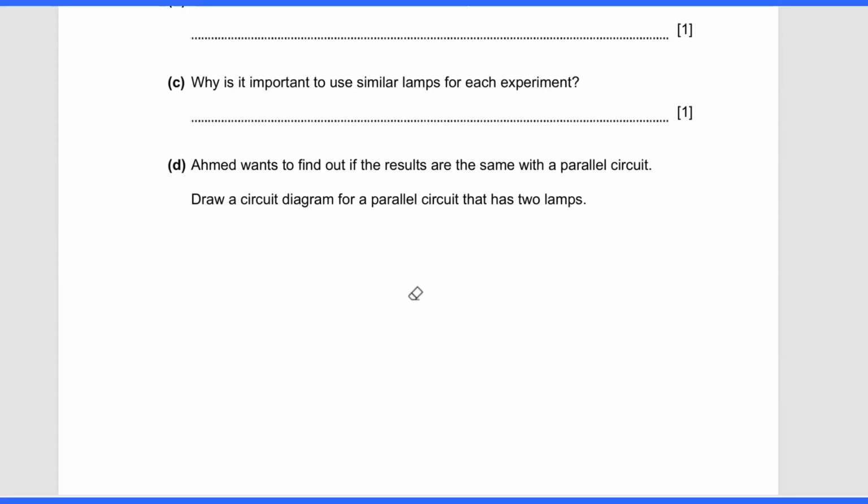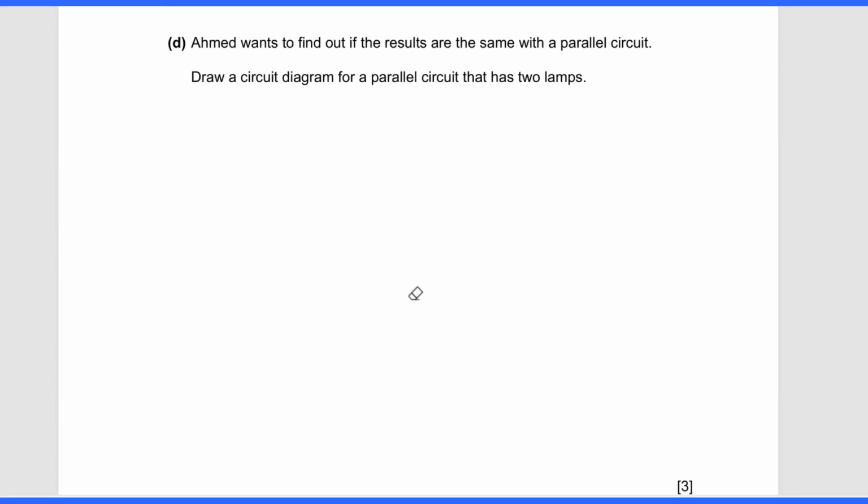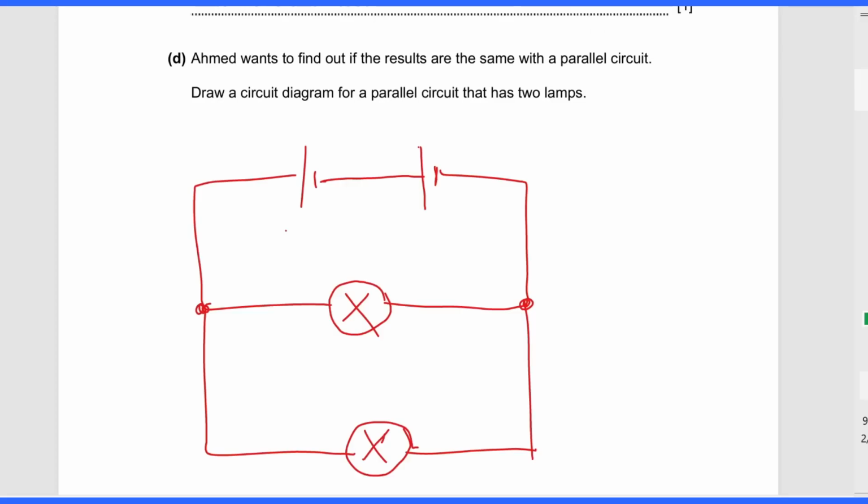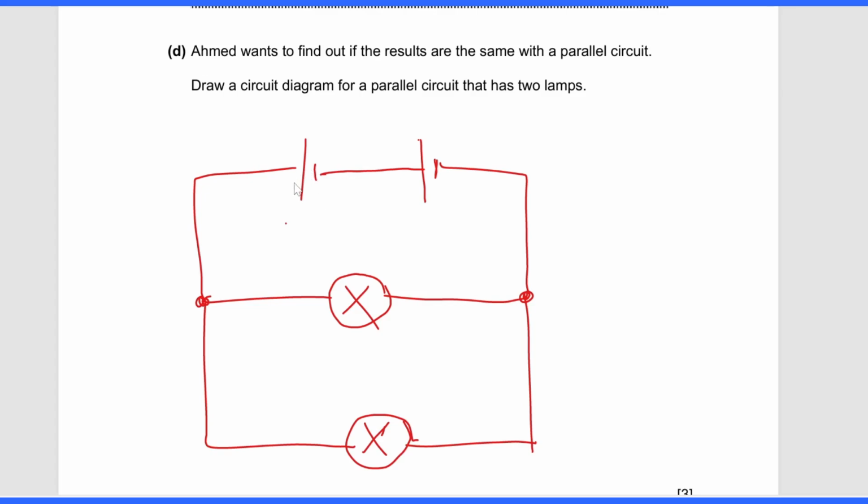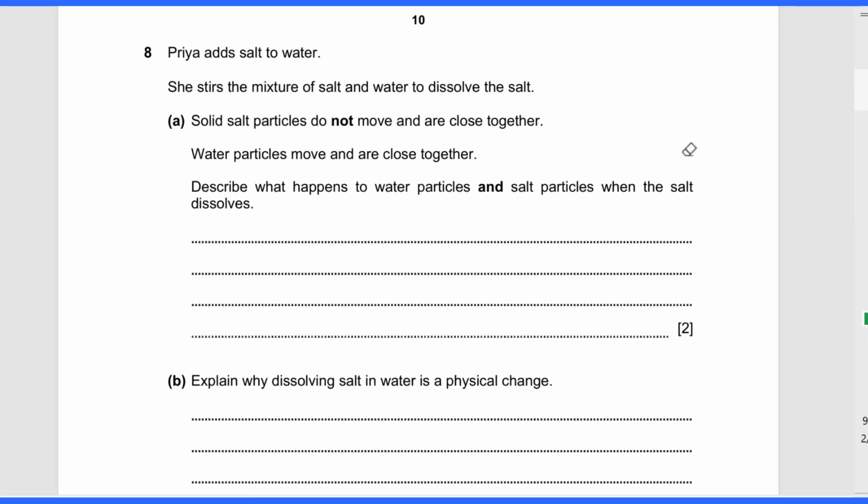So now we have to draw parallel. So these are the example correct answers. So there's 2 cells and 2 lamps in parallel. Parallel means they have branches. Alright, let's move on. Well, now we are in question 8.